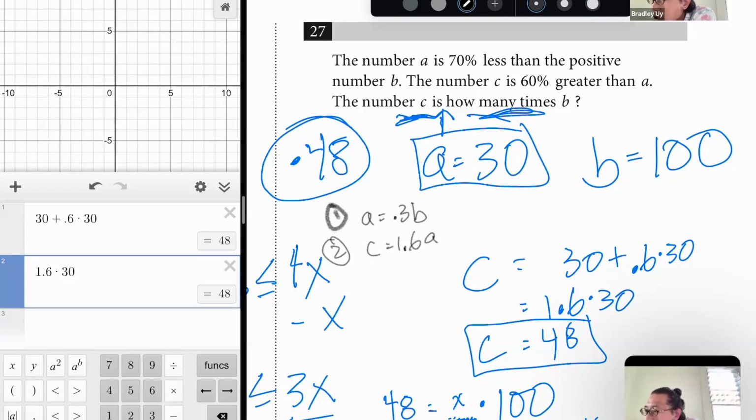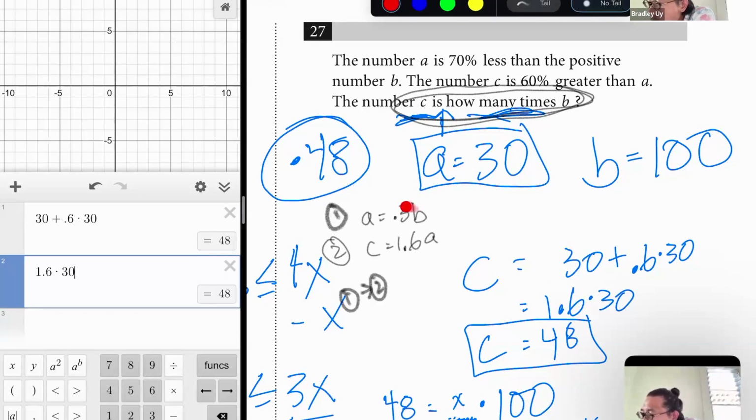Now, what could you do with this? Basically, we need C in terms of B. That's what I was asking: C is how many times B. So you would do a substitution. Please note this is equation 1 into 2. That's one way of thinking about it.